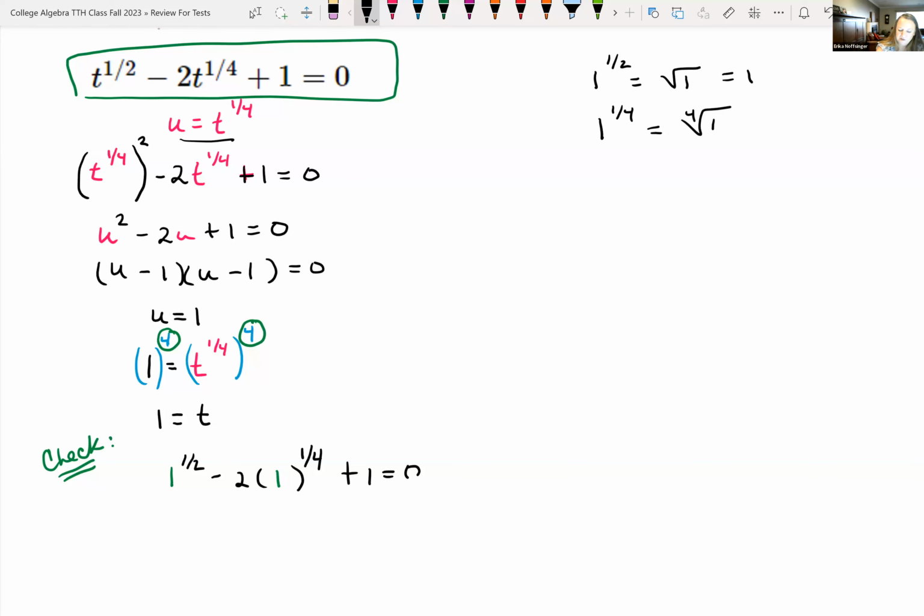Well, the square root of 1 is 1. What can I raise to the 4th power to get 1 is also 1. So rewriting these, I get 1 minus 2 times 1, which is 2, plus 1. Is that really equal to 0? And it is. So we're good. We found our solution, and that's t is equal to 1.